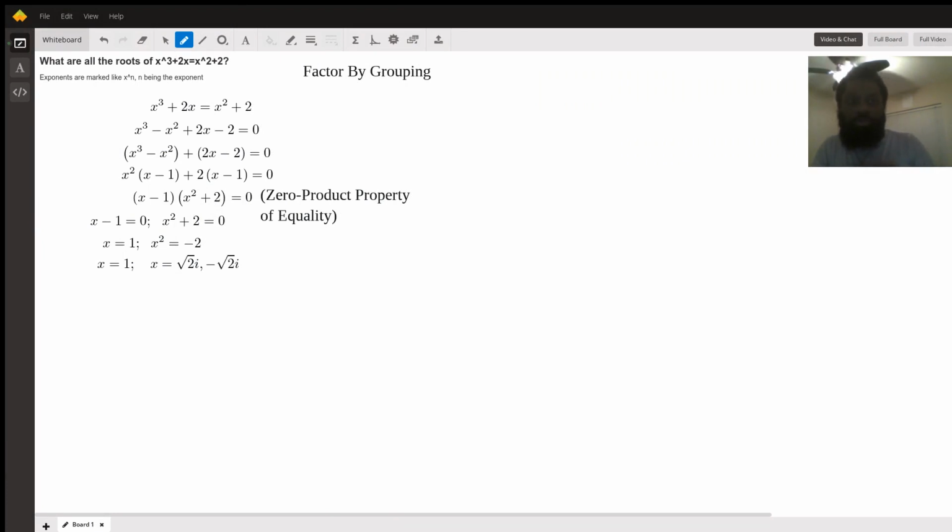We must find all the roots for the given equation x cubed plus 2x equals x squared plus 2. First, we have to put the equation into polynomial form. So we're going to subtract x squared to the left side and subtract 2 also to the left side. But we have to put the polynomial in descending exponential order. Hence the second line, x cubed minus x squared plus 2x minus 2 equals 0.